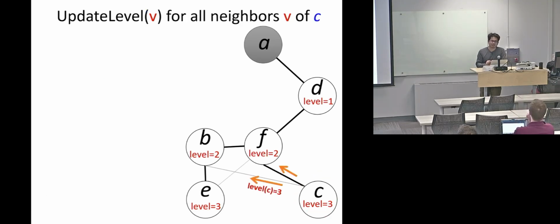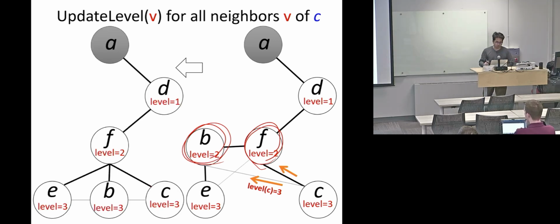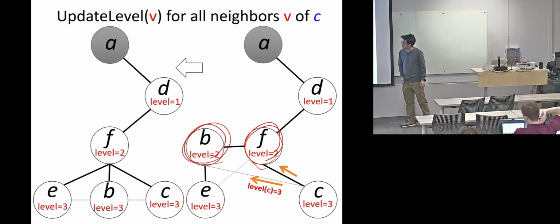Notify the neighbors. And now the neighbors need to be careful, basically call update level on both of these guys, right? And what happened? Well, F doesn't need to change, and B changes.